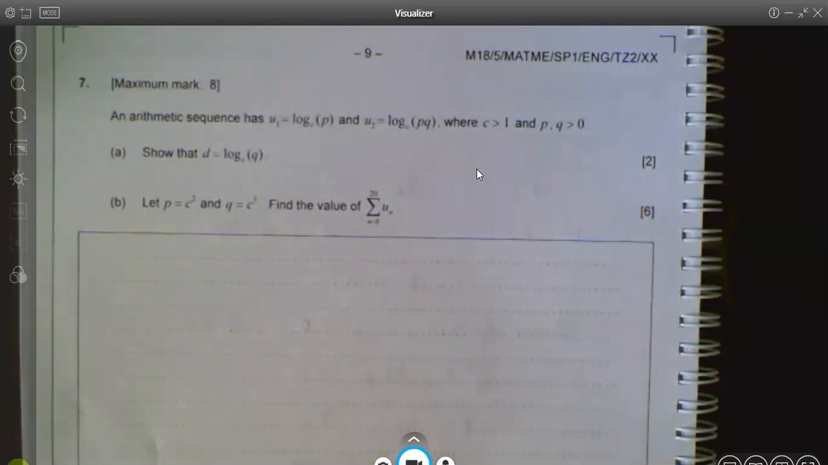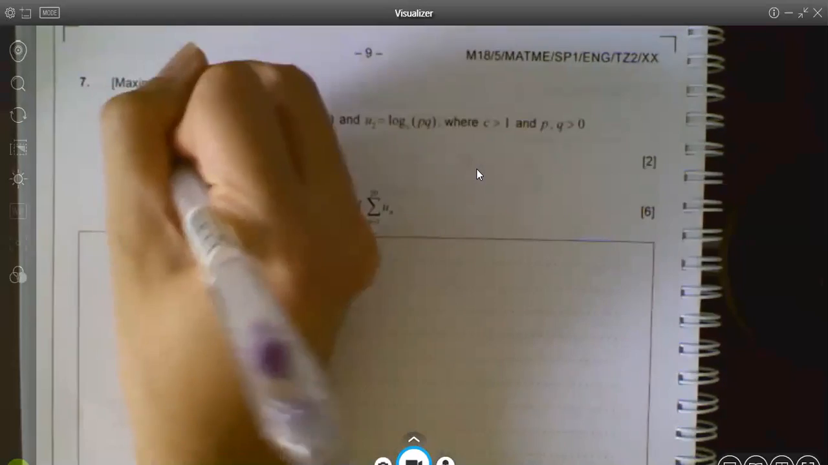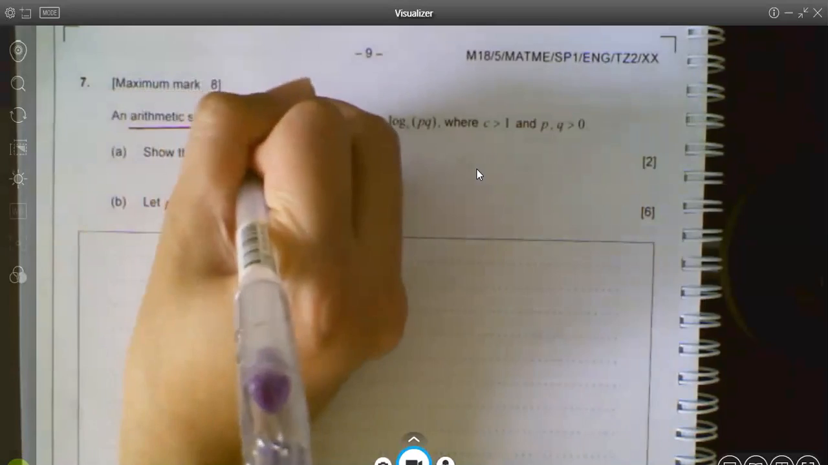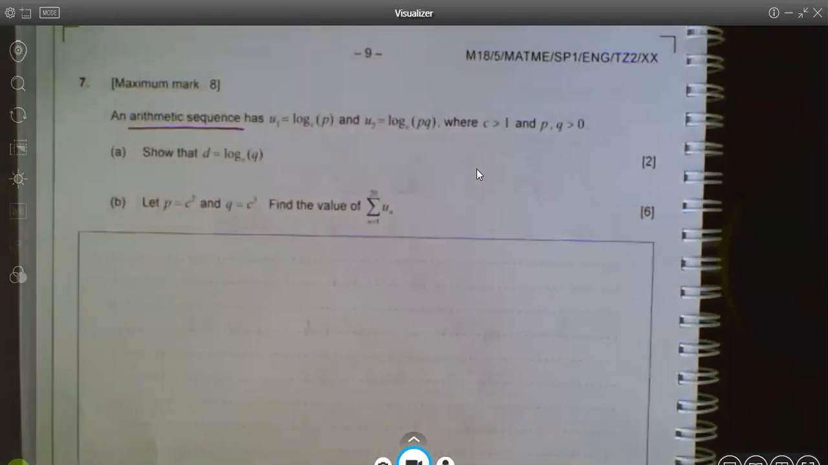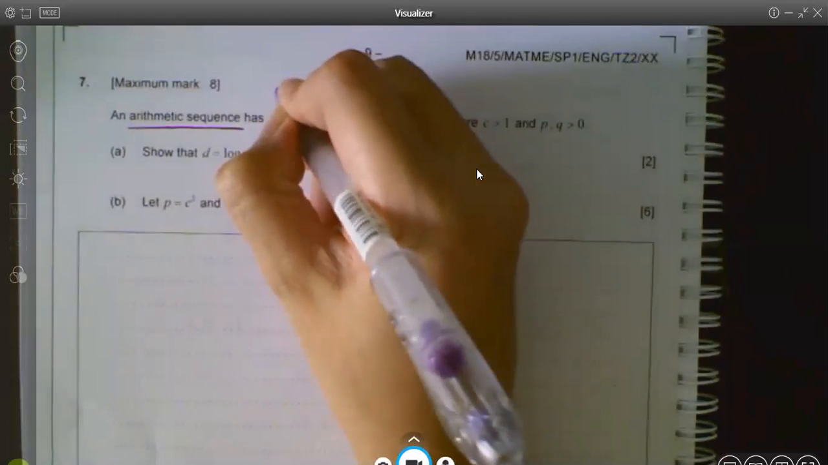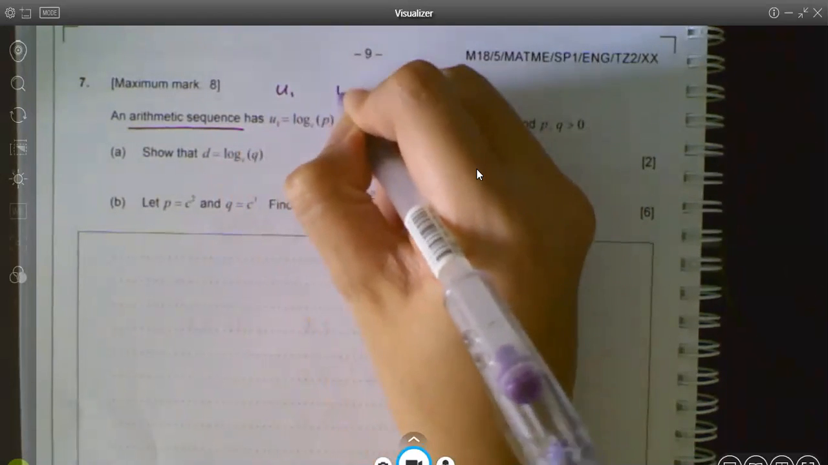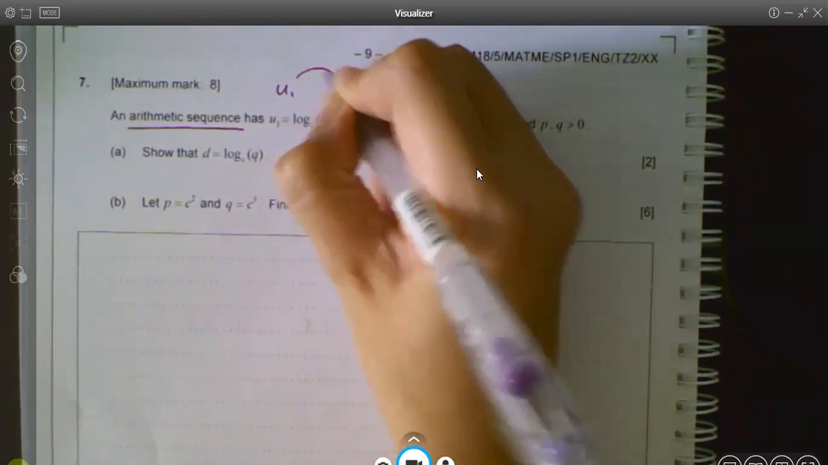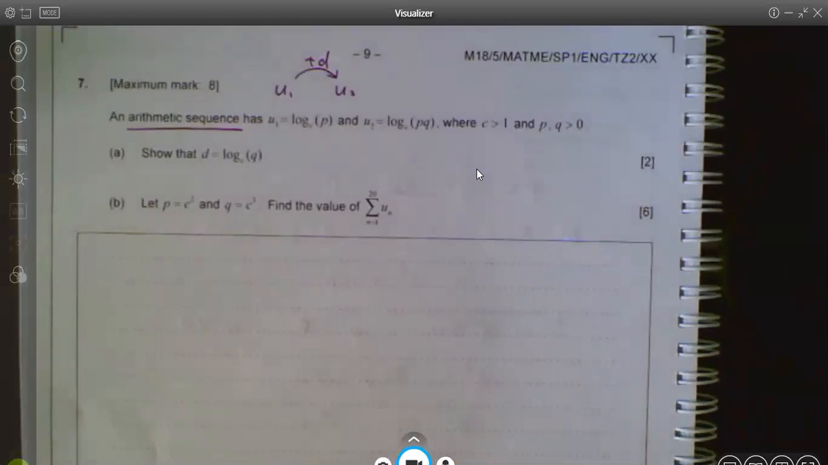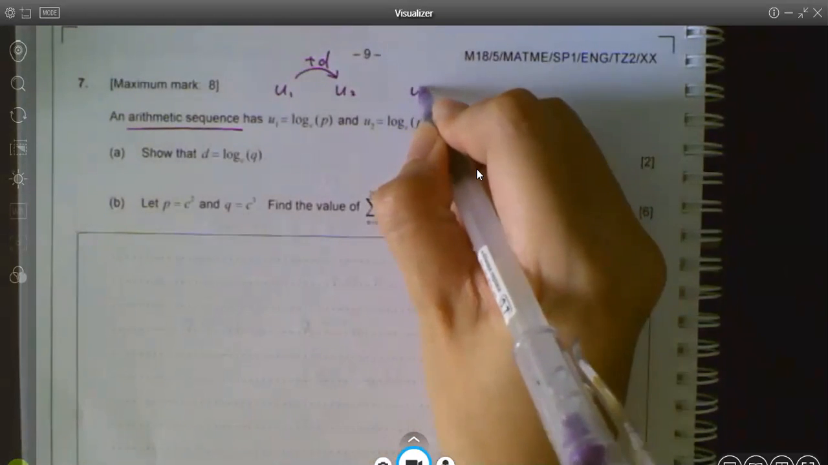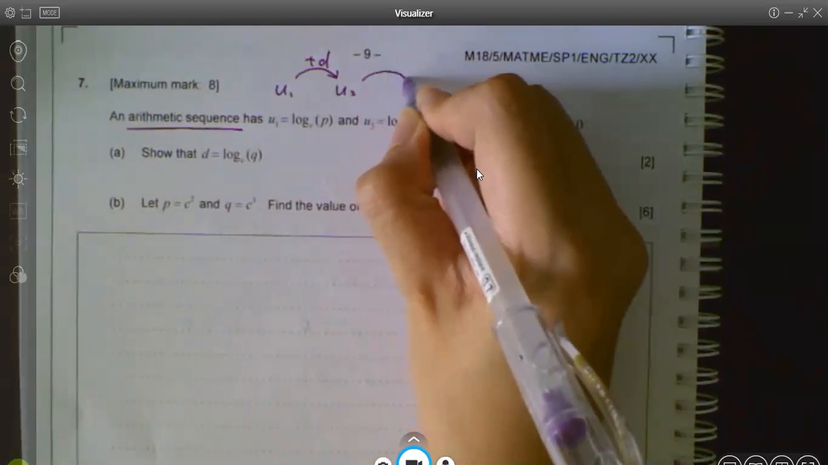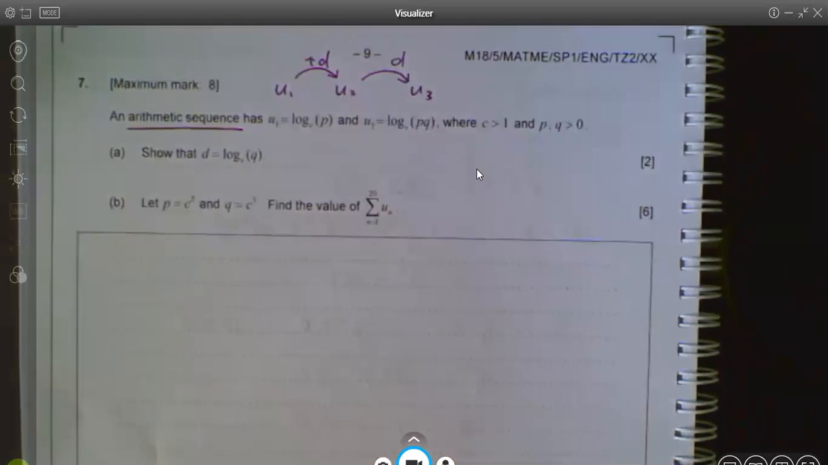Now the first thing we should note is in an arithmetic sequence, the terms differ by a common difference d. So to get from u1 to u2, you would add d. And to get from u2 to u3, you would also add d. So since we are given u1 and u2, we can try to tackle the first part and find d.